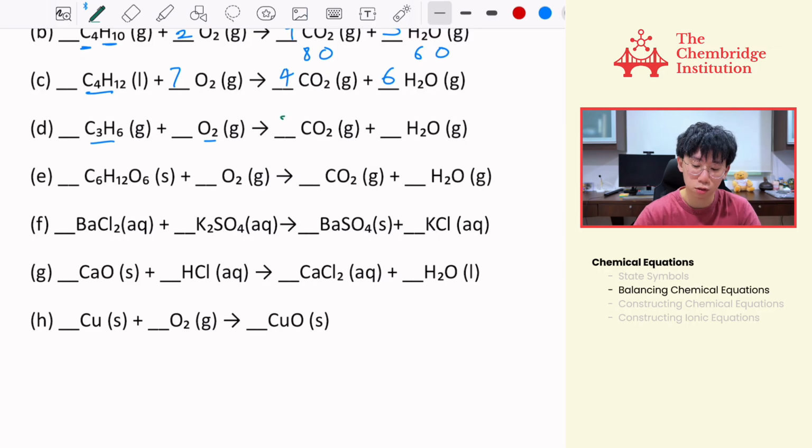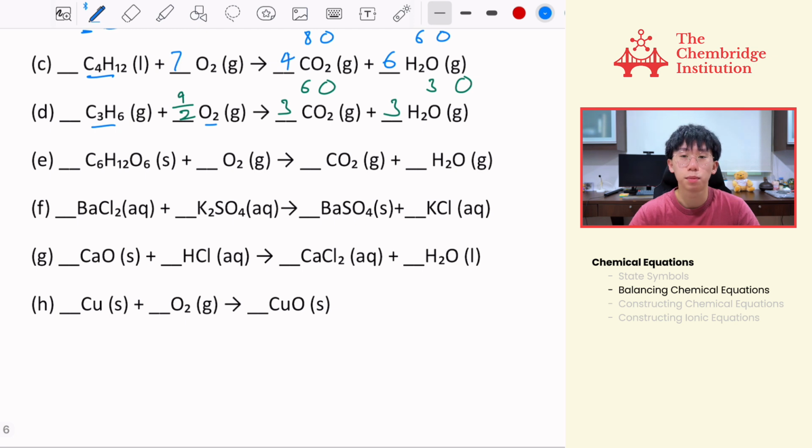So there's 3 carbons, so I put 3 over here. There's 6 hydrogens, so I put 3 over here. Count the number of oxygens: there's 6 oxygens here, and then there's 3 oxygens here. So there's a total of 9 oxygens, so I put a 9 over 2 over here. Right, moving on. C6H12O6 plus O2 to give CO2 plus H2O.